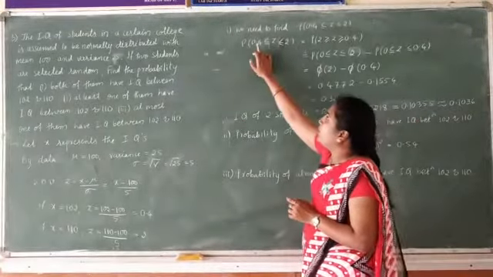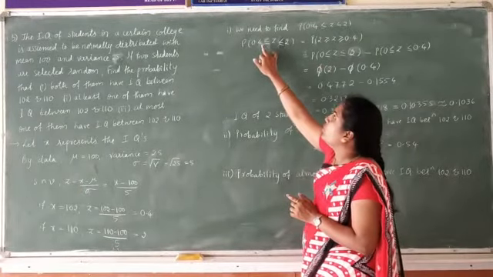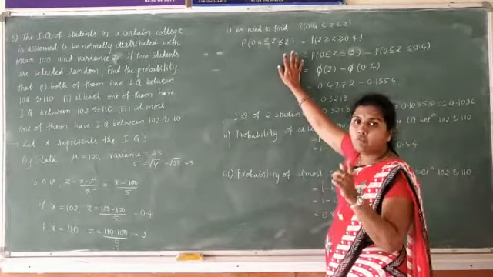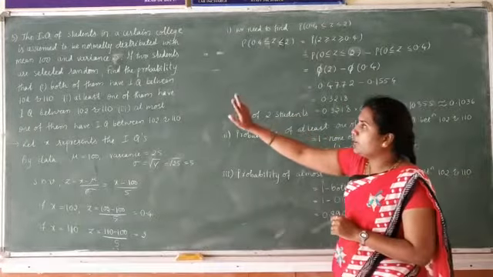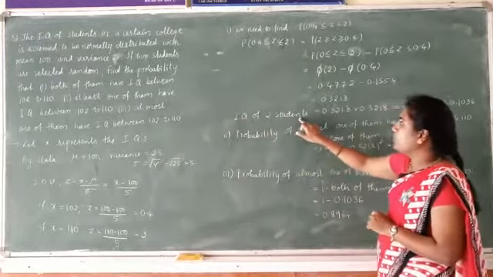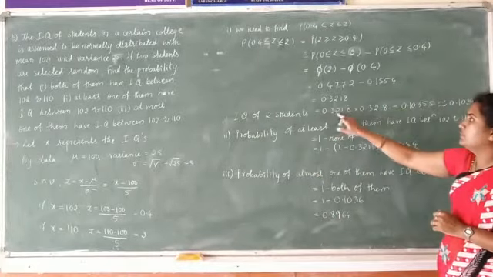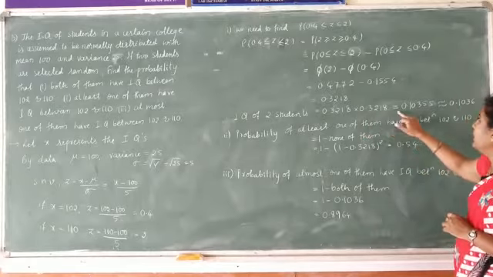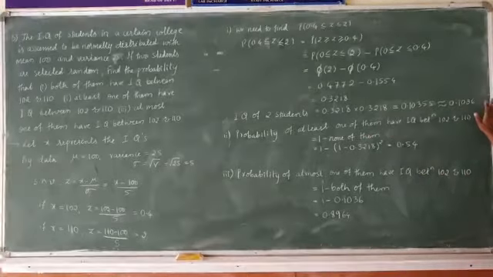This is the probability of one student between 102 and 110, or 0.4 to 2, probability of one student. But they are asking the probability of two students, that is the IQ of two students, the square of this one. 0.3218 into 0.3218, and here we have nearly 0.1036.